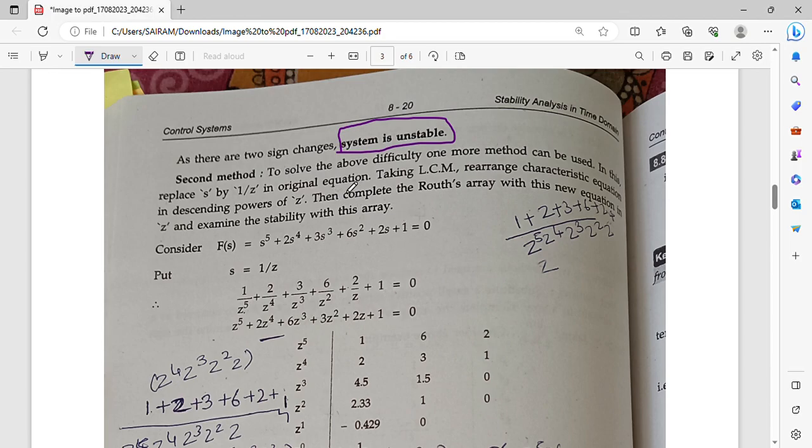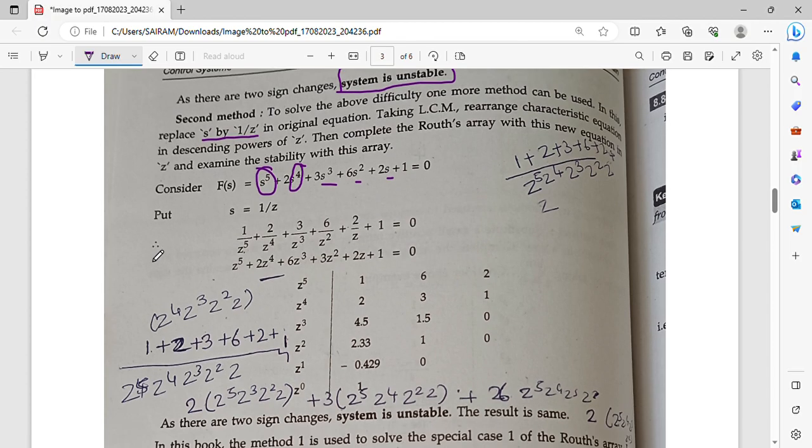The second methodology is nothing but, to solve the above difficulty, one more method can be used. In this, replace s by 1 by z. Now here there is s power 5, s power 4, s power 3, s power 2, s, and 1. In place of s, you first put 1 by z. So what happened, let's see. Since s power 5 is there, it becomes z power 5. Here s power 4 is there, so z power 4. Here also z power 3, because s cube was there. Here s square was there, so z square. Here only s was there, so z. Right? We are coming in the 1 by z format.